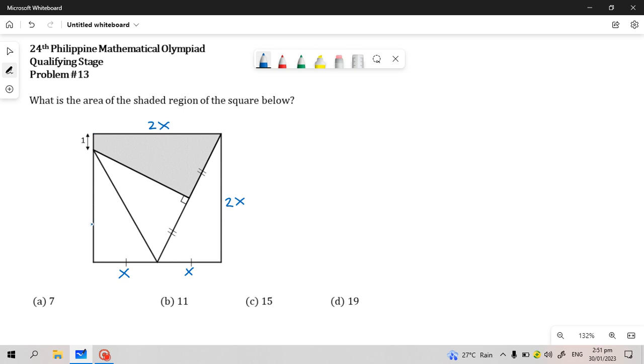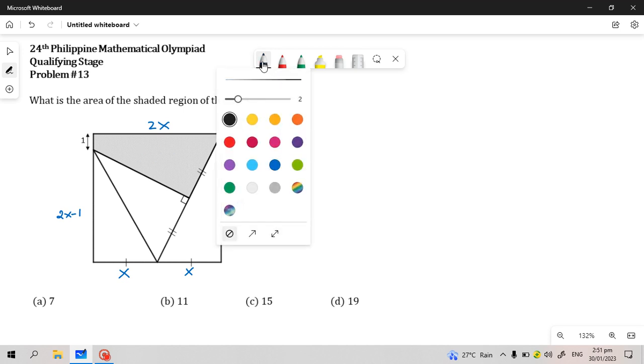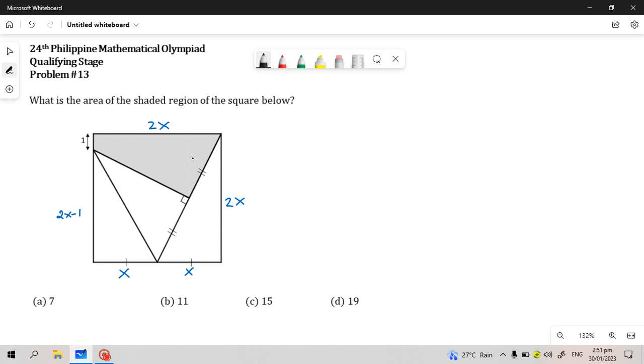Now, the whole thing is 2x. This small portion here is 1 unit. So the remaining portion here is 2x minus 1. And then I'll make an extension in the shaded region so that we will form another right triangle. I'll connect these 2 points here. Okay, so now we have another right triangle.